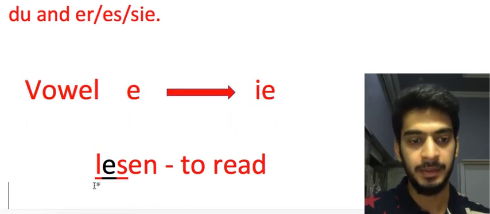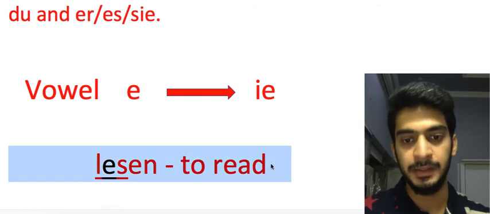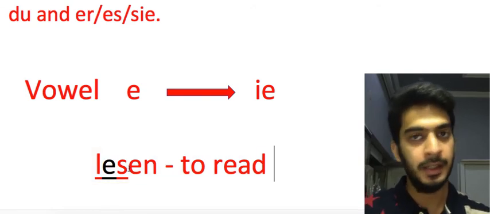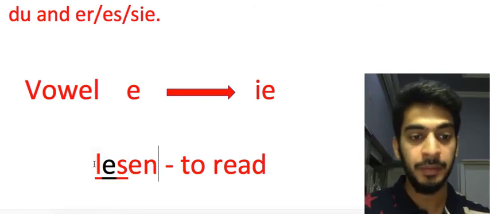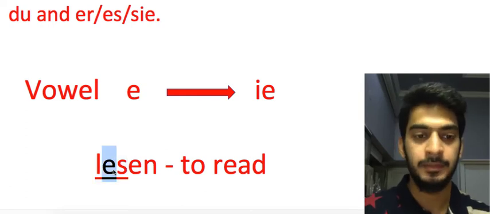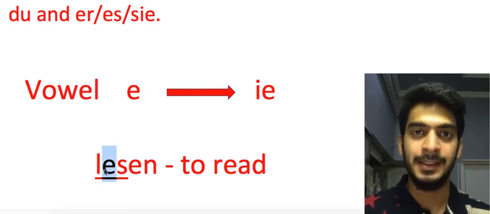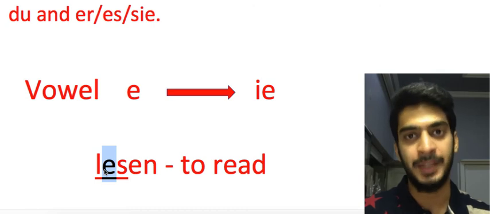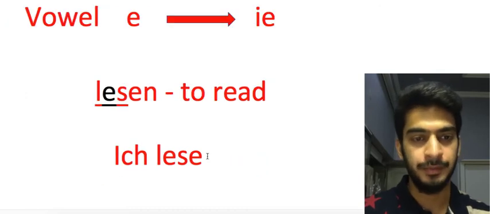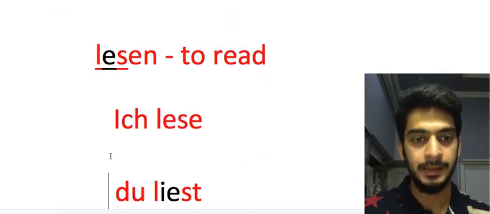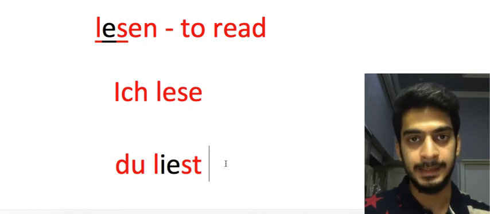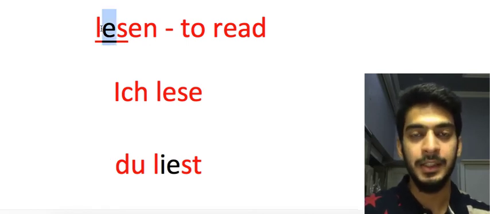We have an example. Lesen, which means to read. Discard en from the given verb. We get the verb stem les. The letter e is considered as the vowel of the verb stem. Let's go through the conjugation. Ich lese, du liest. So, the vowel e changes to ie with the pronoun du.